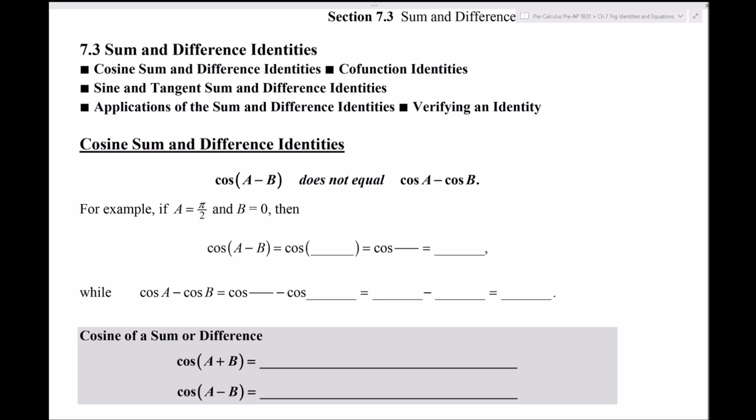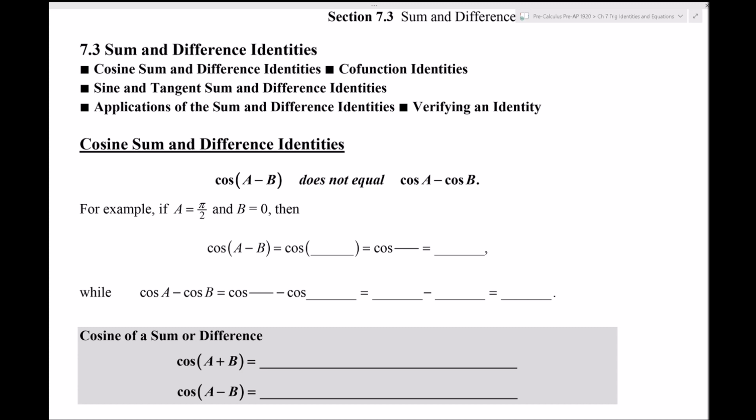7.3 Sum and Difference Identities. If you were in my pre-AP class, this is the last of the Chapter 7 sections that we saw before spring break. If you're a dual enrollment student, we also saw 7.4. It wasn't all of 7.4, but it was like the first half. But pre-APs only saw up to 7.3, and we pretty much finished 7.3 in all of my pre-cal classes.